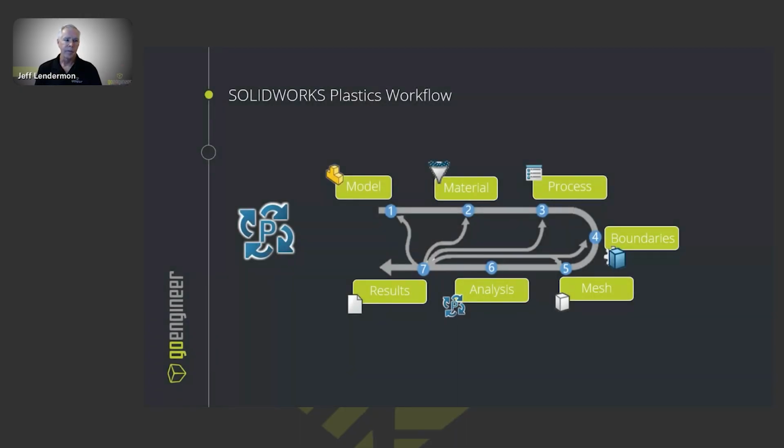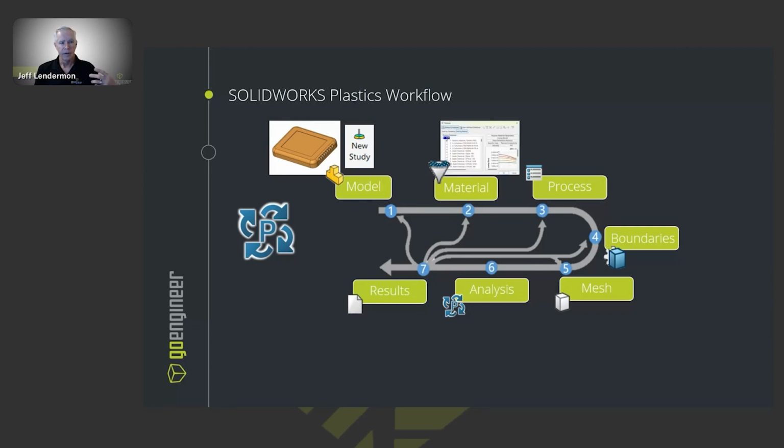So let's look at the workflow. We're going to start the process with a SOLIDWORKS part model, and we'll start a new study. Then we just have to apply the material from a database. We have over 3,500 materials. That database is being updated regularly. Every service pack of SOLIDWORKS Plastics that comes out, we get more material updates. They'll remove old obsolete materials and add more advanced materials in there. Once we apply our material, then we choose any process settings.